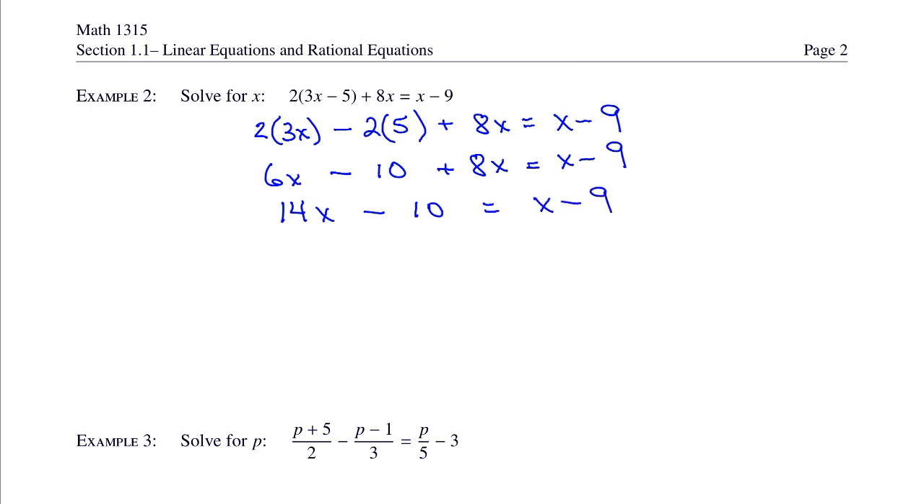Now I'm going to move all of the x's to the left. I have 1x on the right side. When that moves over, it moves over as negative x. 14x minus 1x is 13x. The negative 10 on the left side will move over to the right side. It moves over as a positive. So positive 10 minus 9 is 1. And now divide both sides by the coefficient of the x, and we get x is equal to 1/13.